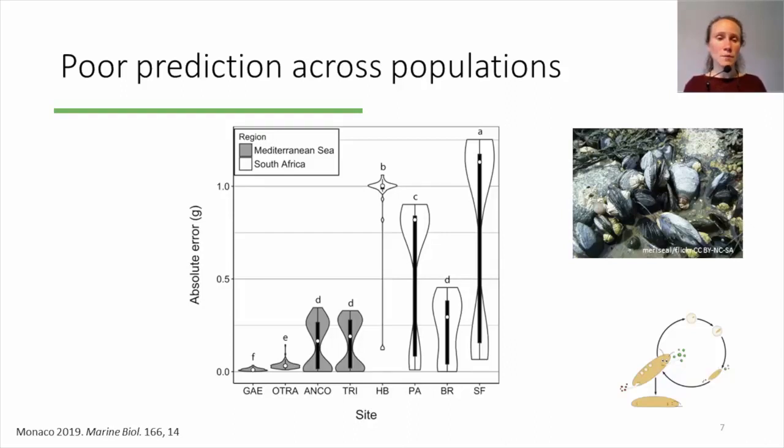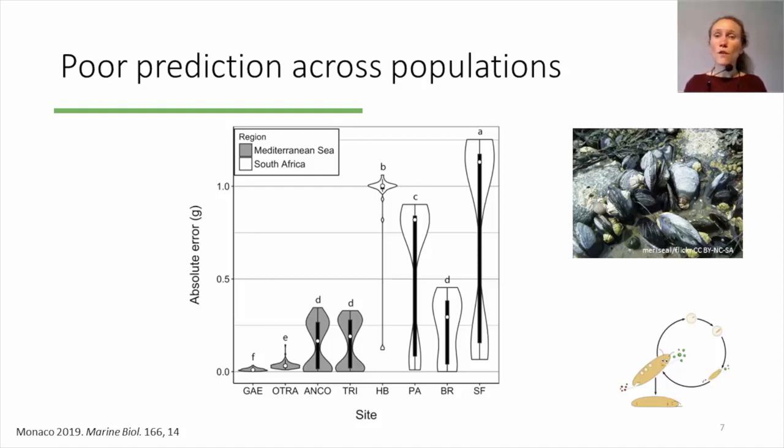So here, for example, in edible mussels, you can see on the left that the predictions of models are quite good when they are applied to the population from which the parameters were estimated. So that's the two populations on the left in gray. The absolute error, the difference between predictions and the observed values, is quite low there. But when you go to other populations, then the predictions are much poorer.